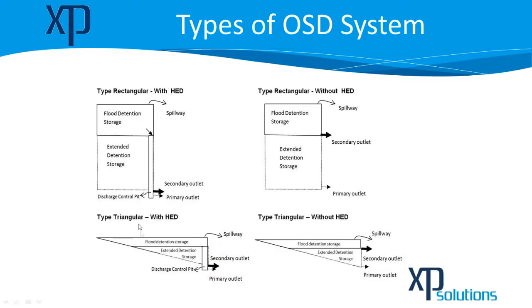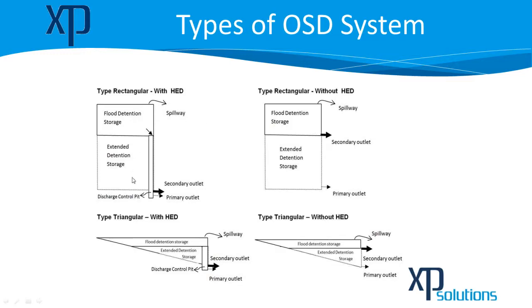So it has an effect on the storage calculation in the background. So then you can see we've got one option with HED, which stands for high early discharge, and one option without HED, or high early discharge. So the option without HED means that the discharge is proportional to the driving head of water. So the outlet, for example, at the secondary level is in between the extended detention storage and the flood detention storage. And the same for the primary outlet, it's actually at the base.